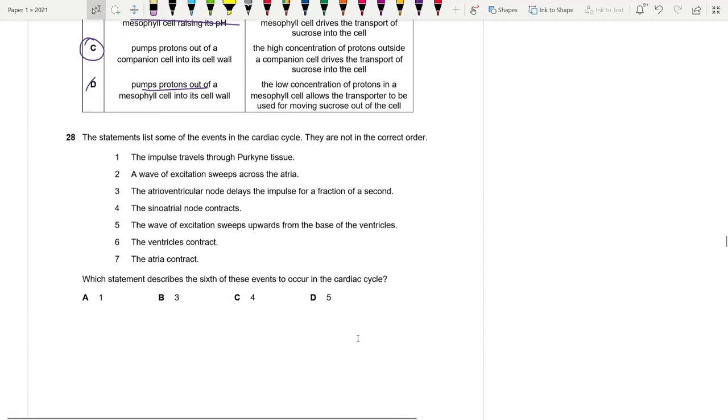Okay, 28. The statements list some of the events in the cardiac cycle. They are not in the correct order. Which statement describes the sixth of these events to occur in the cardiac cycle? Okay, ready? 28. Let's start.